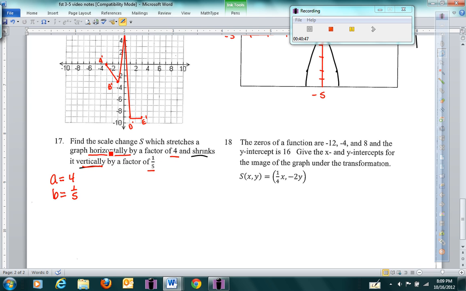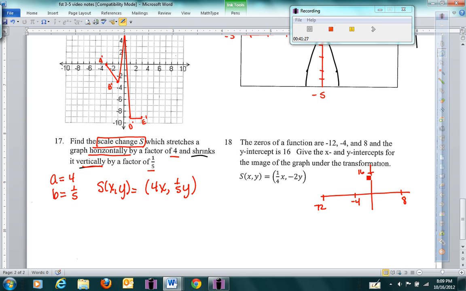Okay, so it says we're trying to find the scale change F. That means we're finding the rule. And the rule is simply going to be (4x, 1/5 y). Okay, and on number 18 it says the zeros of a function are at negative 12, negative 4, and 8, and the y-intercept is 16. So we have negative 12, negative 4, positive 8, and the y-intercept is up here at 16.